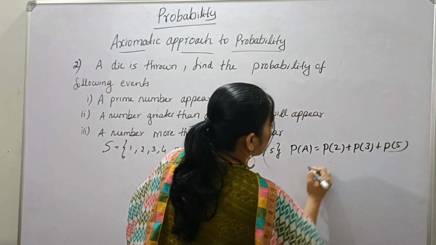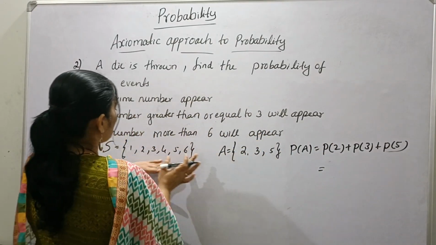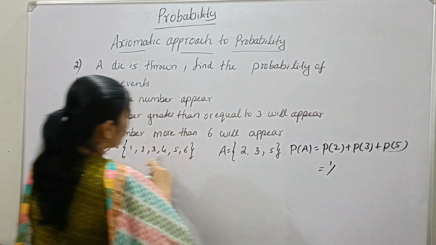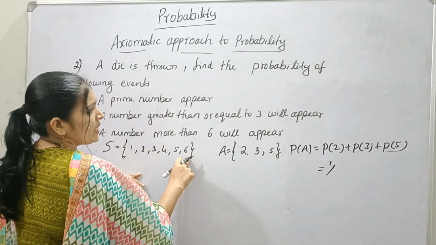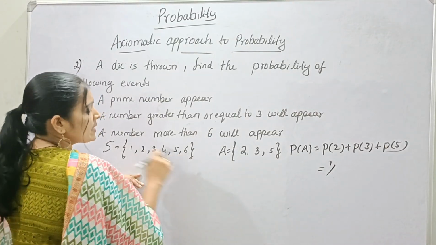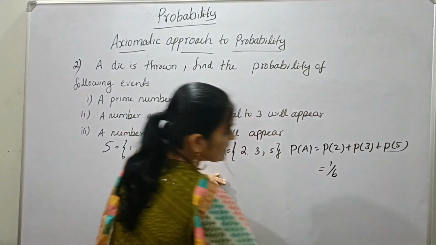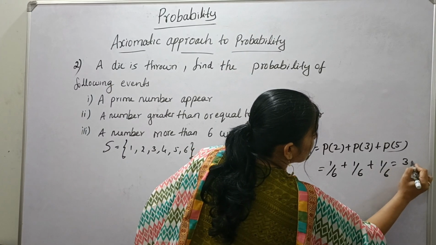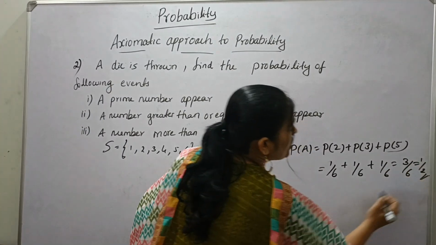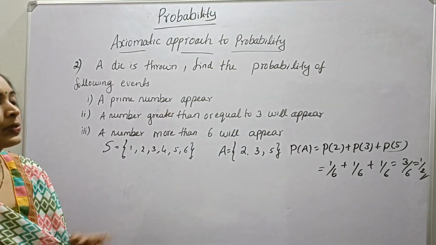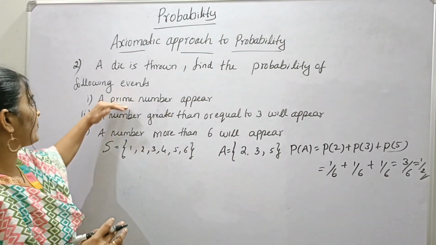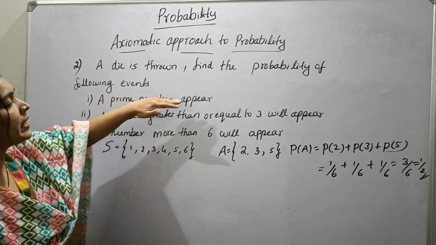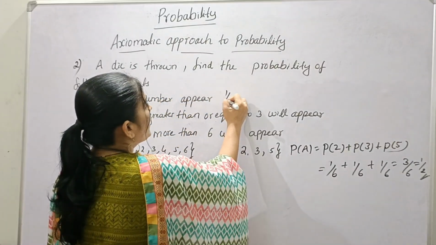So the probability of A is the probability of 2 plus the probability of 3 plus the probability of 5. The probability of 2 is 1 out of the 6 elements in the sample space. So 1 by 6 plus 1 by 6 plus 1 by 6 is 3 by 6, that is 1 by 2. So the probability that a prime number appears is 1 by 2.